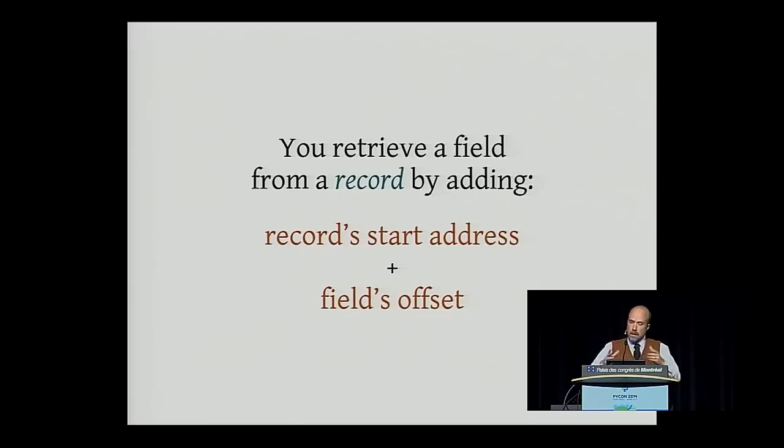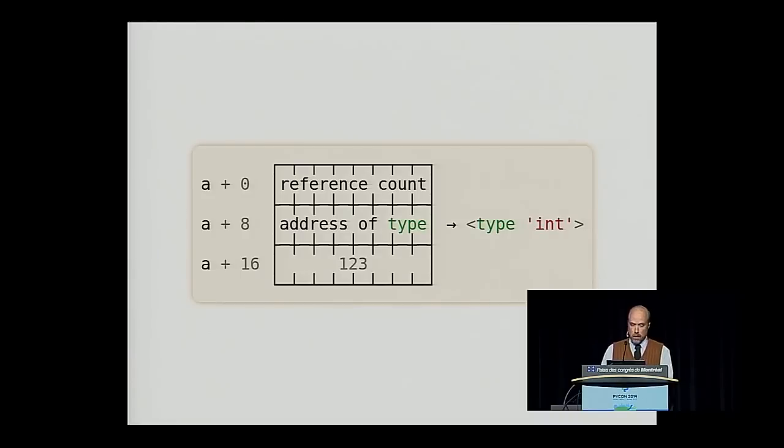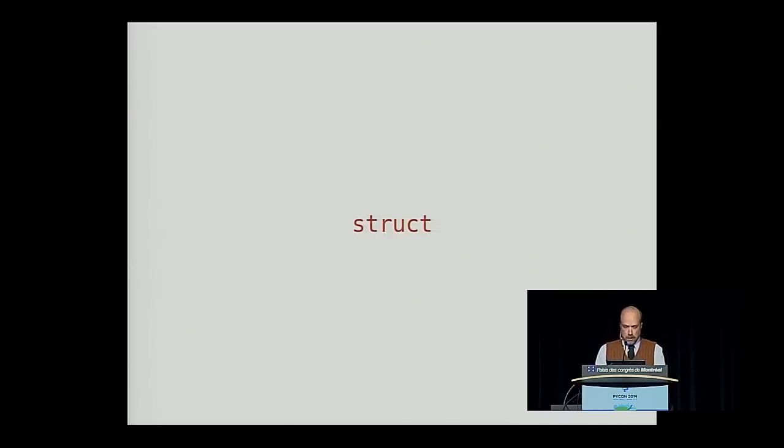Given a record, you retrieve a field by adding the record's start address with the field's offset. Again, very simple arithmetic involving these addresses. So if I wanted to get the address of this integer's type, I get the beginning of the record's address and add 8. If I want to grab the integer payload, I add 16. And if you know the layout of the record, a simple addition will let you get to any element in it instantly.